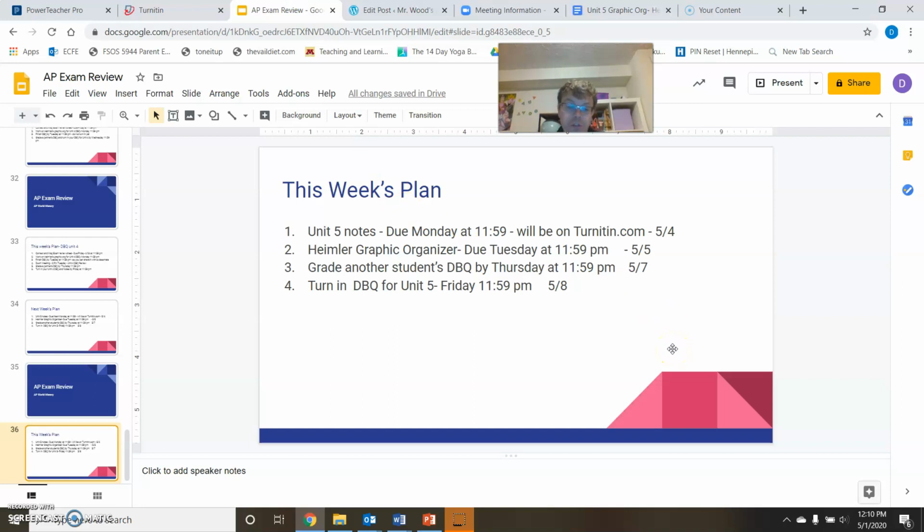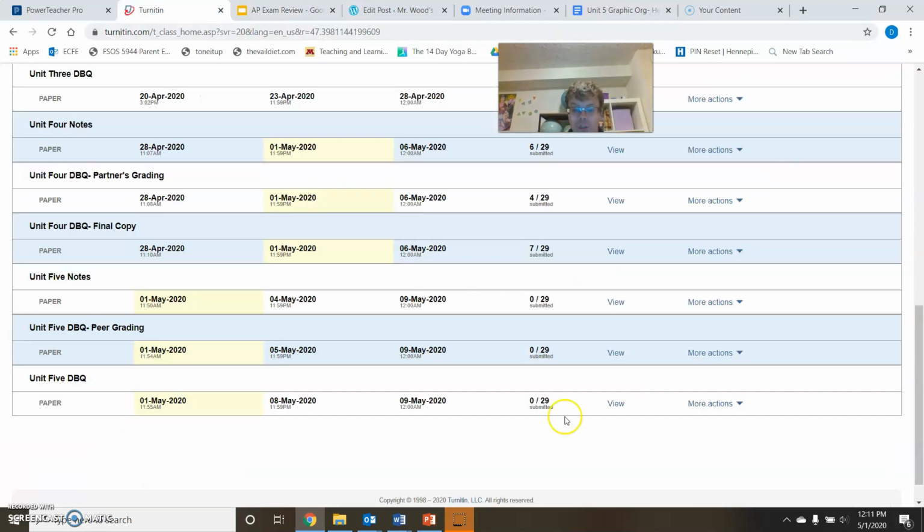And then you're going to need to grade another student's complete DBQ by Thursday at 11:59. So that means in between Tuesday and Thursday, write your DBQ, send it to a friend or a classmate. Hopefully you have some friends. Then you can grade each other's and turn those in, and they're due on turnitin.com. And then on Friday at 11:59 is when you're going to turn in your Unit 5 DBQ. If you look on turnitin.com, we've got it all right here where this stuff needs to be turned in.